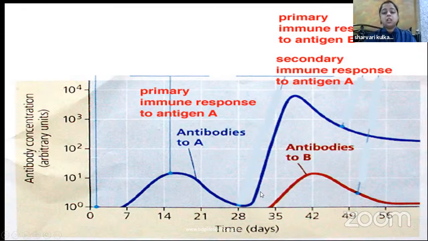Then, if there is a second time exposure, you can see this secondary immune response to antigen. There is a quick heightened immune response. Why? Because of the property of memory. Memory presence will generate antibodies very quickly. So the second time exposure gives a heightened immune response. Now, comparatively, this is the primary immune response to antigen B. Antigen B again takes some lag and then drops down.